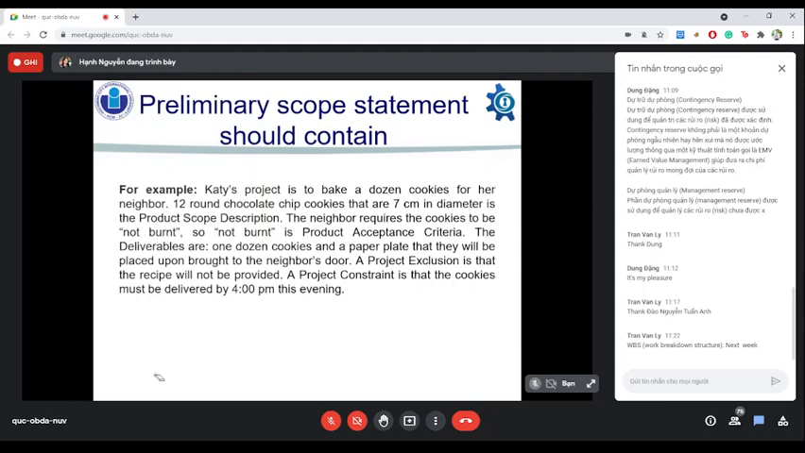And the project constraint of Katie is that the cookies must be delivered by 4 p.m. this evening. So that is the time constraint. Or you can say the money constraint is she should buy the ingredients for under $20 only. Yeah. And I hope that you will have a better understanding after this little example. Now, I will conclude the initiation phase with a chart, a diagram. Next, please.